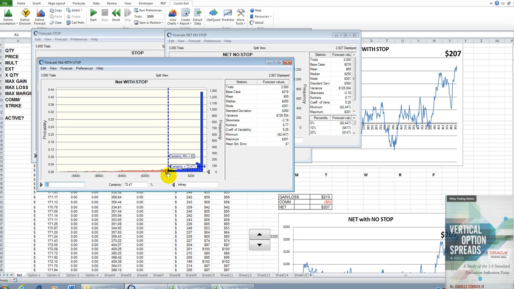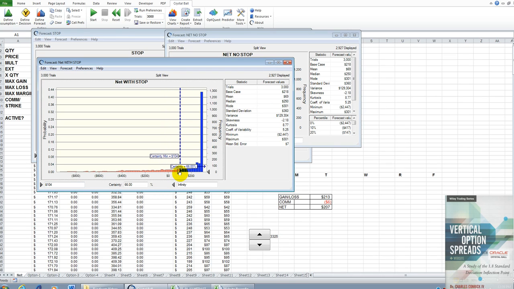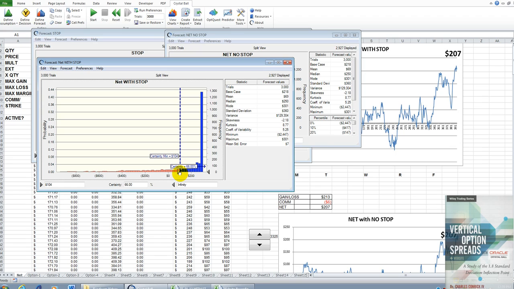I can use Crystal Ball's little sliders here to actually find out, well, what if I'm interested in only making $100 or more? That would happen two-thirds of the time. That's $100, roughly 104, 66% of the time. So you're going to make money on a covered call 66% of the time, if indeed you're correct that it's going to stay even or go down.